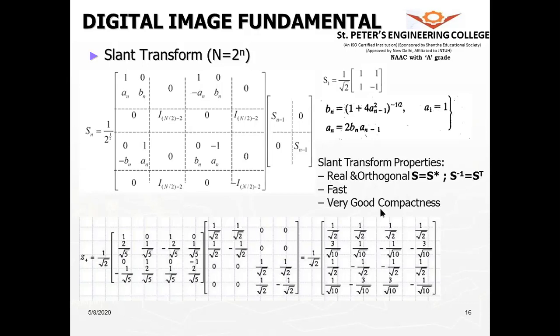So let us look at the advantages or the properties of the slant transform. It is real and orthogonal. It is fast, and it has very good compaction. But if you see here, it does not have only 1 and -1. You have all other fractional values, unlike the Hadamard or the Walsh transform.